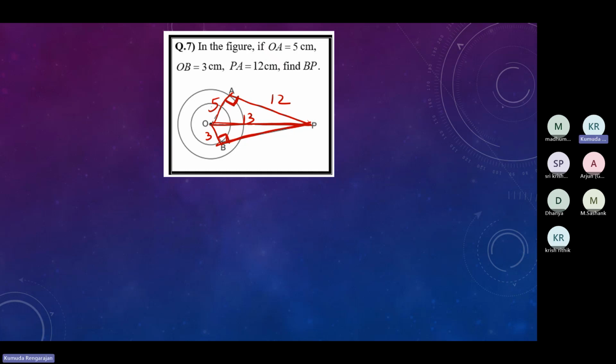In this figure, PA is not equal to PB because PA is a tangent to the outer circle, but PB is a tangent to the inner circle. Tangents from an external point to the same circle are equal, not to two different circles. So here PA is not equal to PB because they are tangents to two different circles.